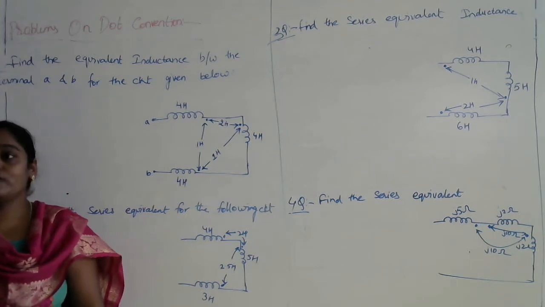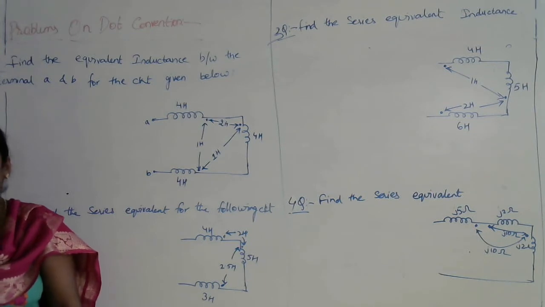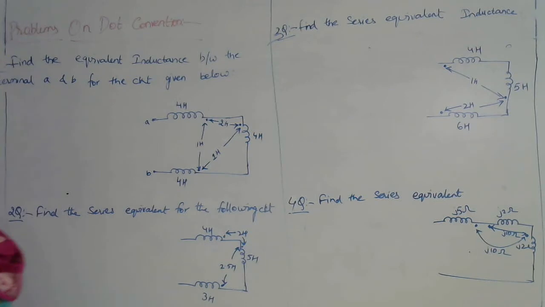In the last session, we discussed the concept of dot convention. The importance of the dot convention is that it is used to determine the direction of flow of current in the windings. By using the dot convention method, we are able to find out the current directions flowing in the windings of a transformer.